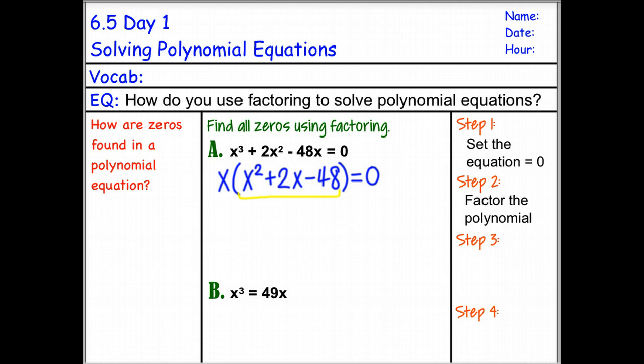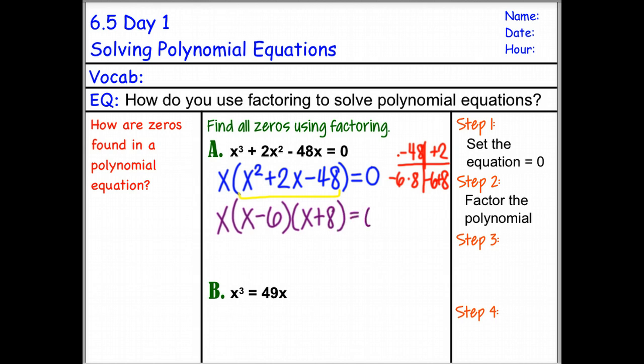Then I want to take this next part, x squared plus 2x minus 48, and find something that multiplies to negative 48 and adds to 2. Because 2 is positive, the bigger number has to be positive, so I've got negative 6 times 8. Negative 6 plus 8 gives you positive 2. So I have my x still out front, and now x minus 6 and x plus 8, still equal to 0.